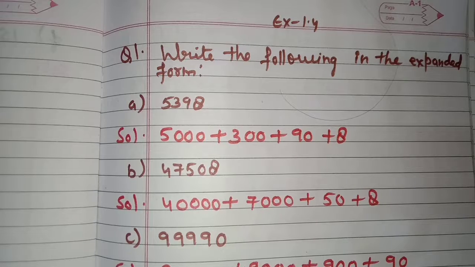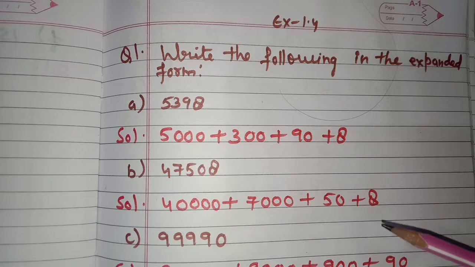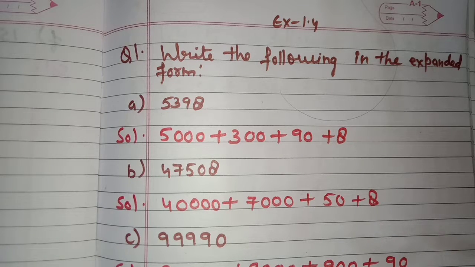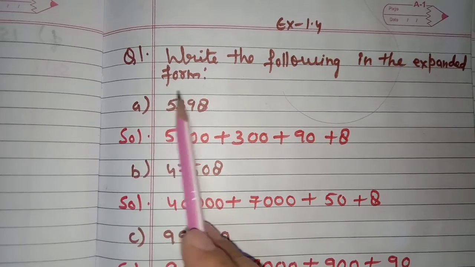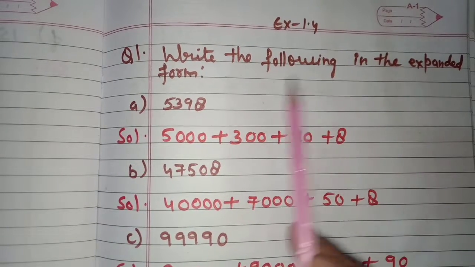Everyone. Today we will do exercise 1.4 of unit 1, that is numbers and number names, and this exercise is based on the expanded form. I know you all have already learnt the method of writing 4-digit numbers in the expanded form. Now here we shall learn how to write 5-digit numbers in the expanded form. So let's get started. Question number 1 is write the following in expanded form.